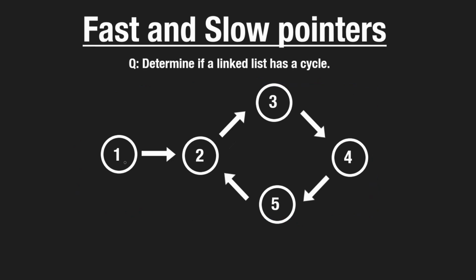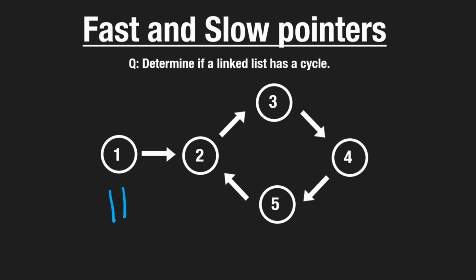Now, if a cycle does exist, that means as we traverse the linked list, we will eventually see the same node twice. So eventually, in this case, we will see the 2 twice. Now, we would also see the other nodes twice if we kept traversing, but this would be the first node that we saw twice. How can we detect that? How can we detect duplicates?